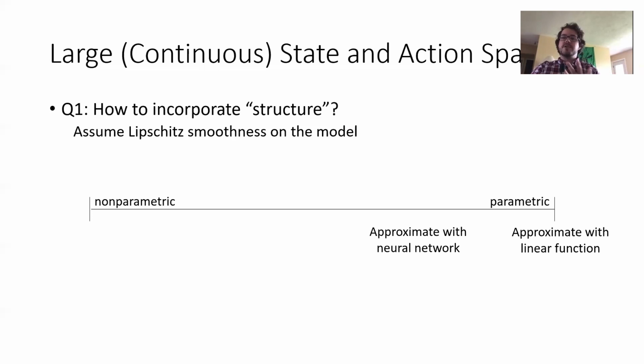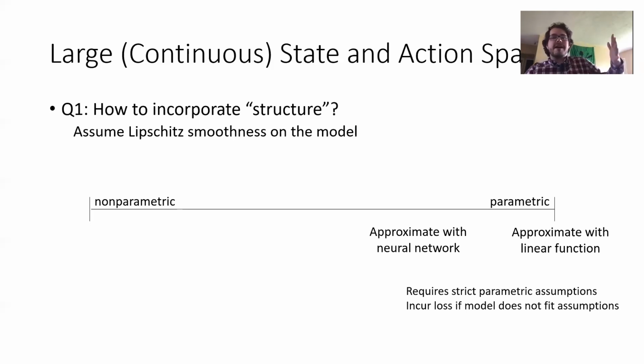On the parametric side, some things that you could do is to approximate the different quantities with a linear function or approximate them with a neural network. The downside to these approaches is it requires strict parametric assumptions, and obviously you're going to incur a loss if your model doesn't fit these very specific assumptions.